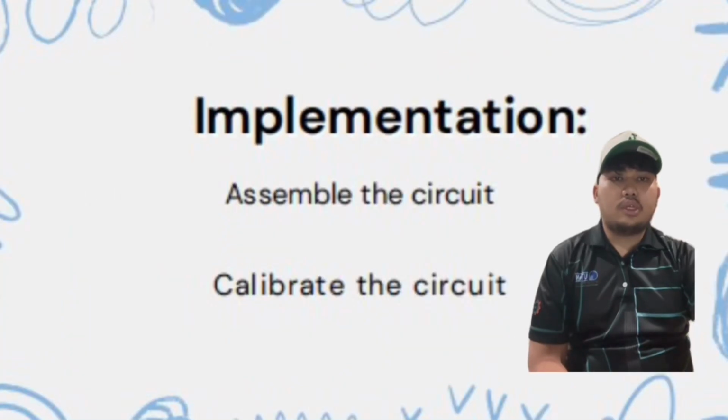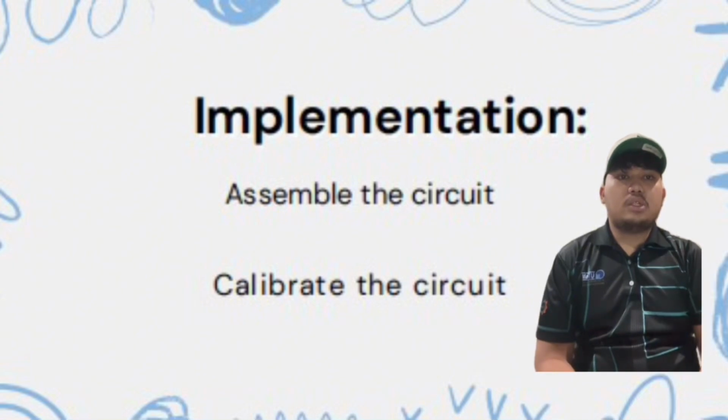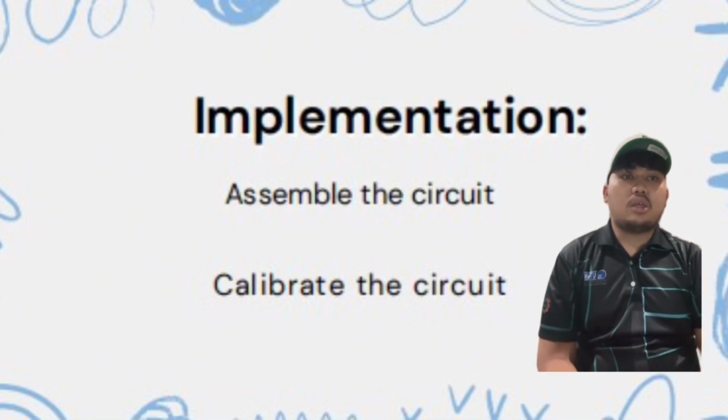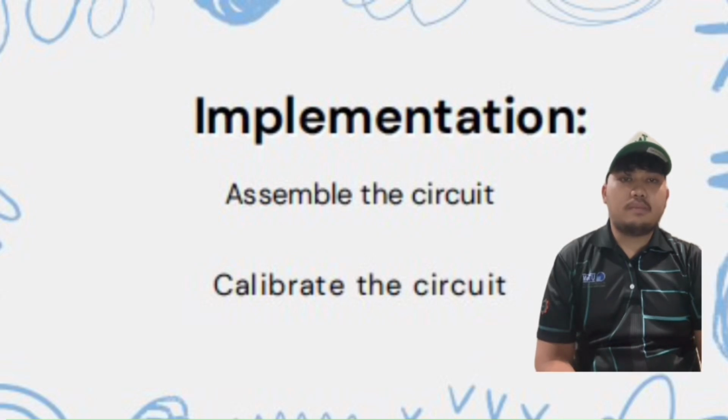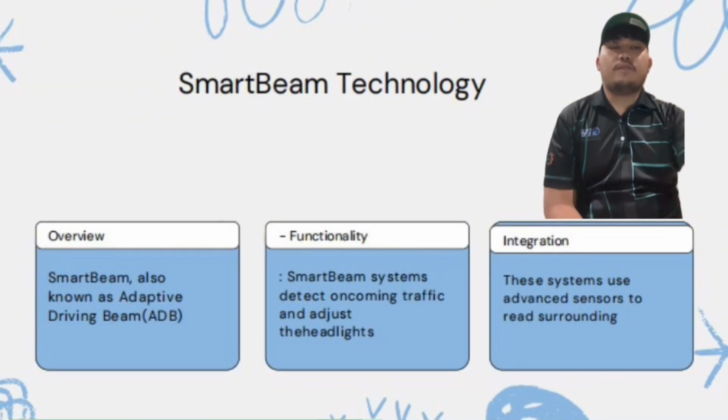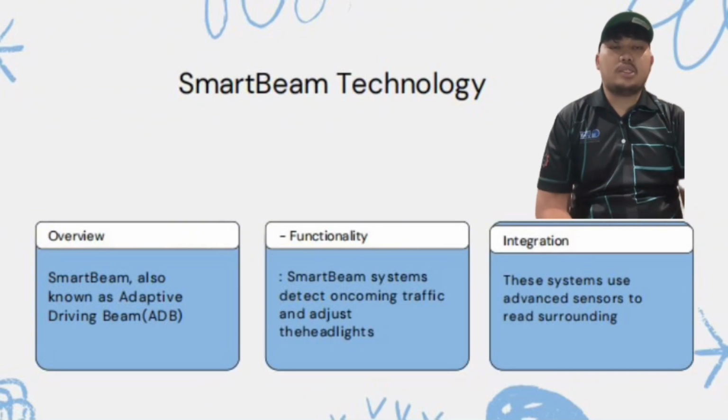Okay, for the implementation, assemble the circuit by connecting the LDR, op-amp, relay, and other components as per the schematic diagram. Calibrate the circuit by adjusting the reference voltage to ensure proper dimming based on the ambient light condition. Okay, explanation of smart beam and adaptive headlight system.